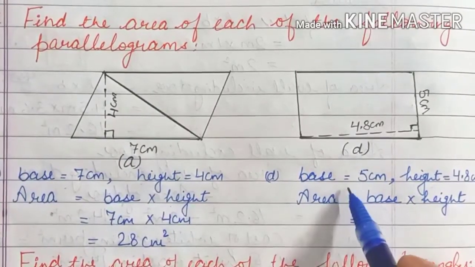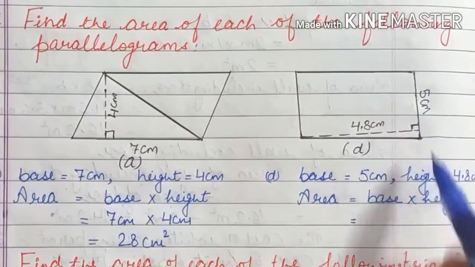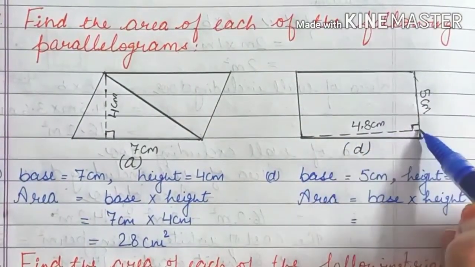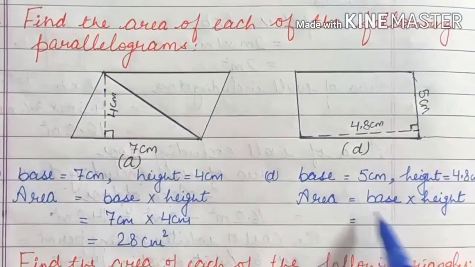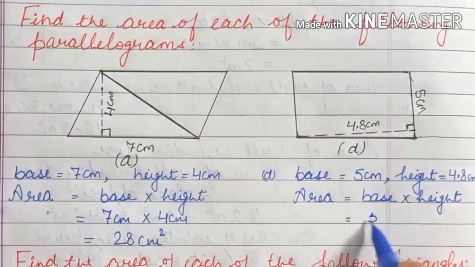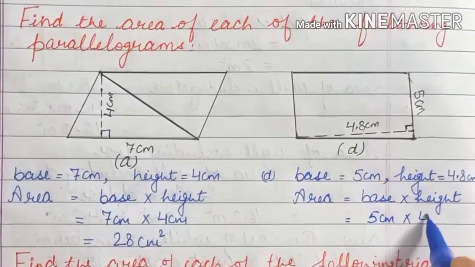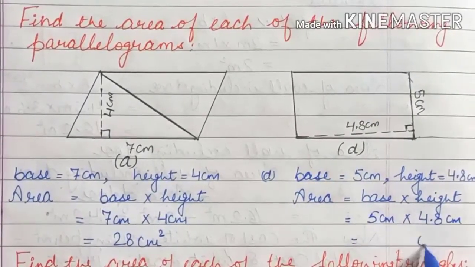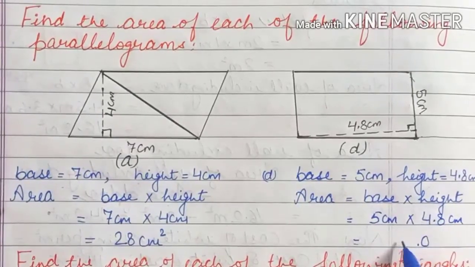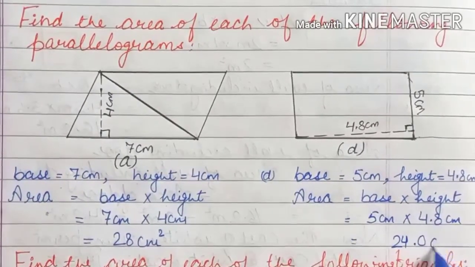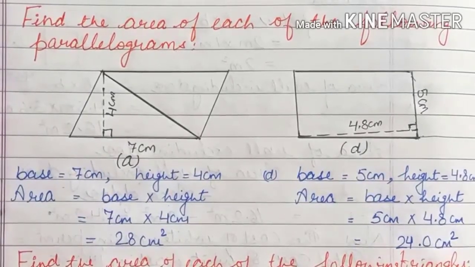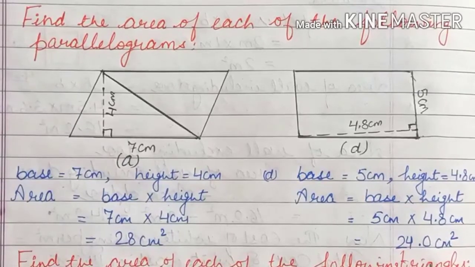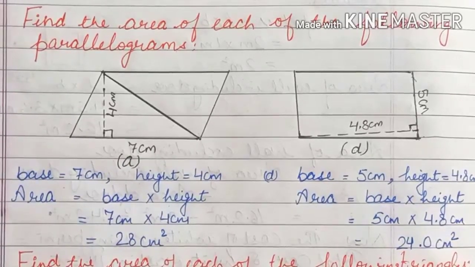Let's see D part. Here we have base 5 centimeter and height 4.8 centimeter. If this is the base, then this is the corresponding height. And area is equal to base multiply height. So we will multiply 5 centimeter by 4.8 centimeter, and it is equal to 24 centimeter square. Okay. And the other parts B, C and E, I hope you can try yourself.